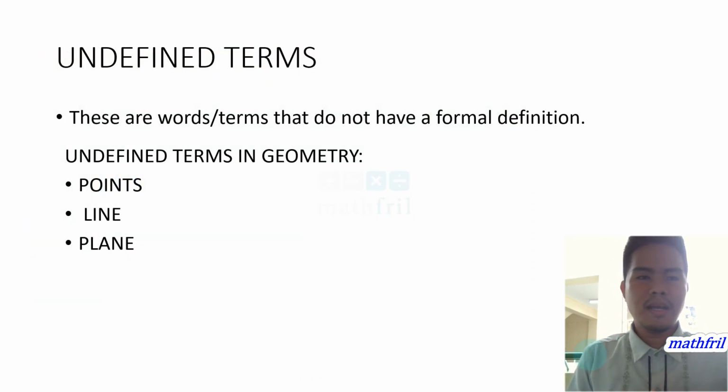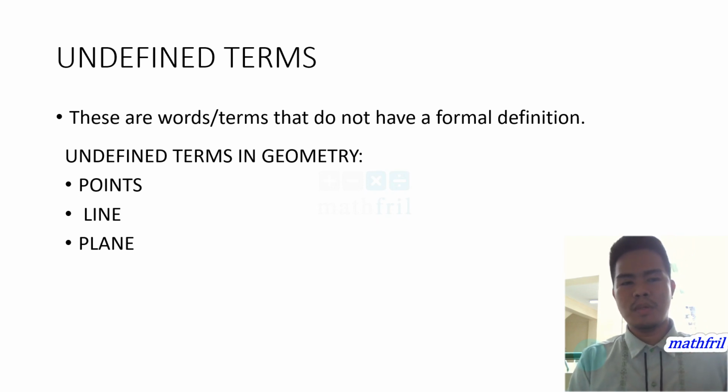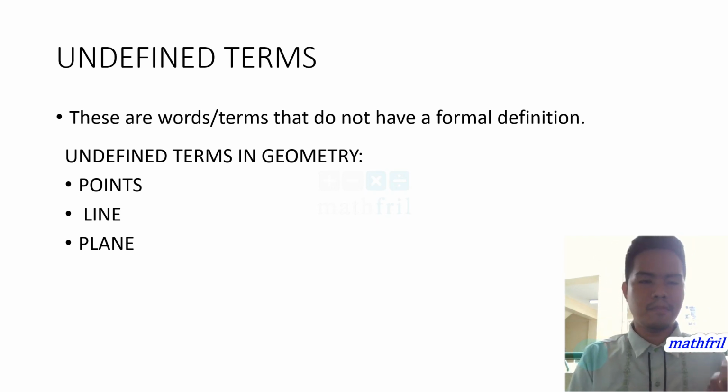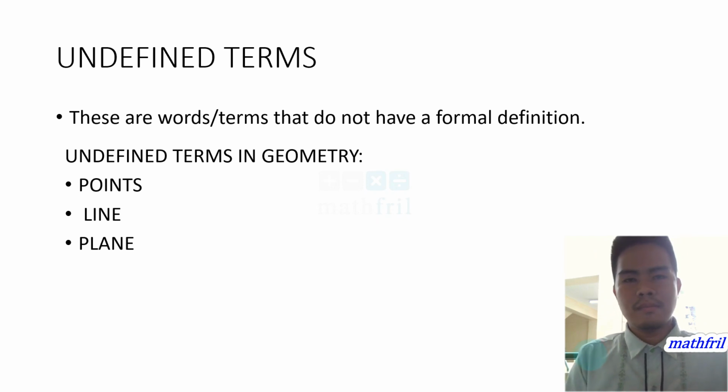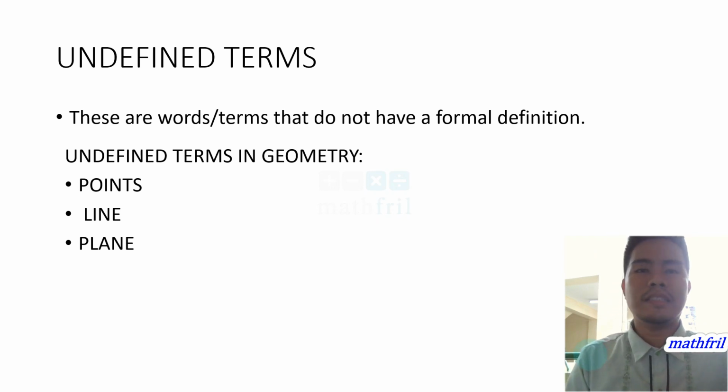So here you go. Undefined terms basically do not have a formal definition. These are terms that have no formal definition, and there are only three undefined terms: point, line, and plane. These three are what we call undefined terms. The idea is that once additional statements or details are added, that's the time we can say it has a definition. So let's have this one.